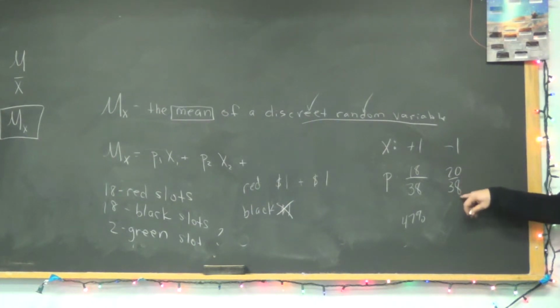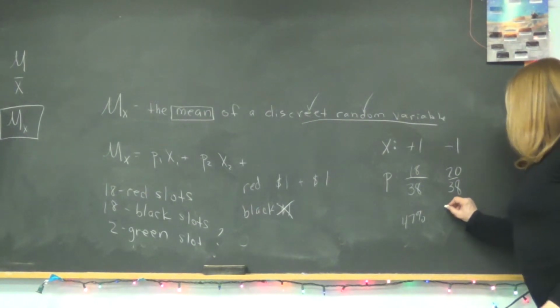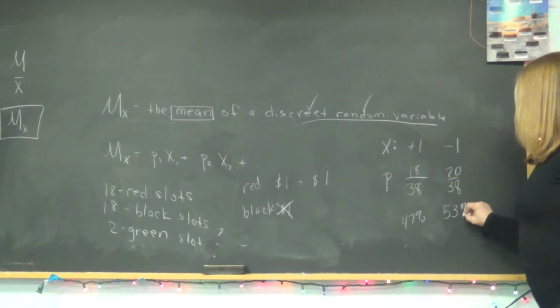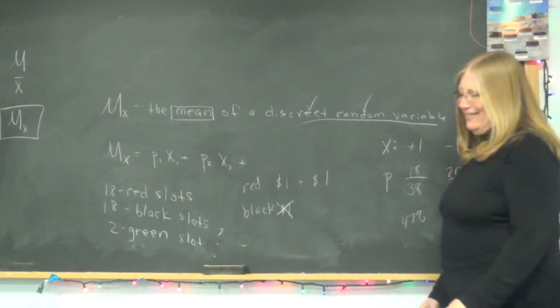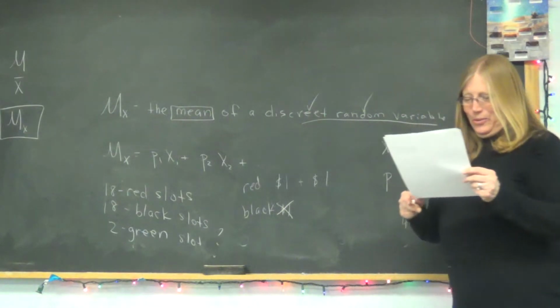So Allie, what's that in percentage? 0.53. So do you have a higher percent chance of losing? Slightly, slightly. So you've got to weigh those odds.